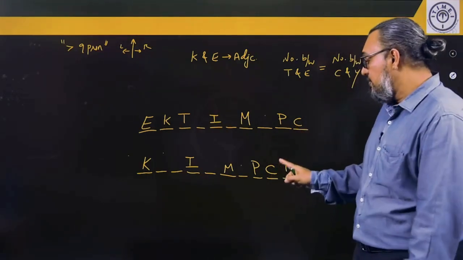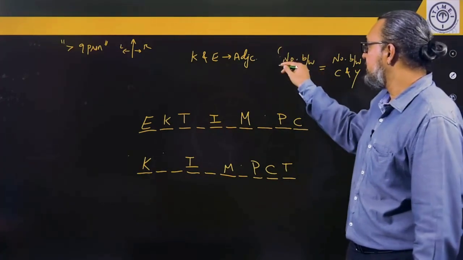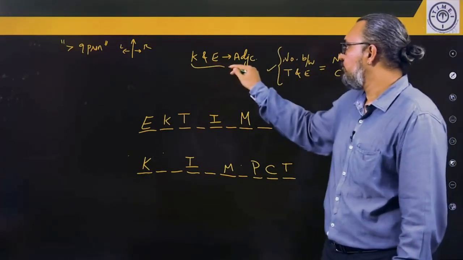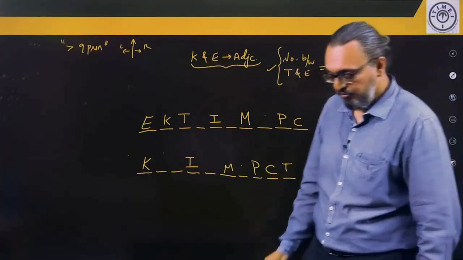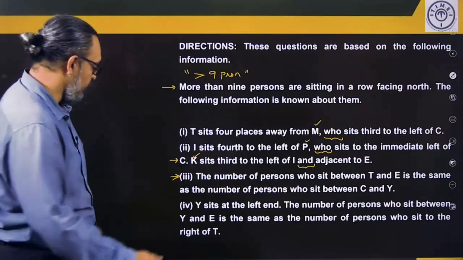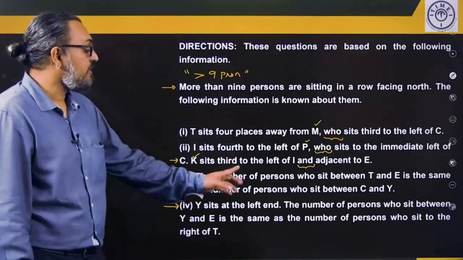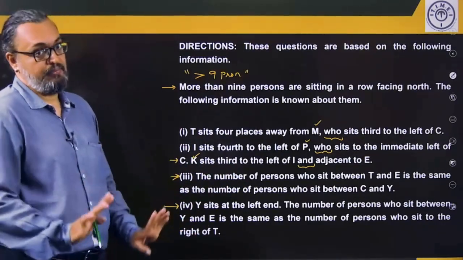Now here, I need to know where E comes, then I will be able to fix this condition. So we will hold this off for a moment, and then we will work it up. Right. So between T and E is same as between C and Y, that is condition 3. Then condition 4 says Y sits at the left end.